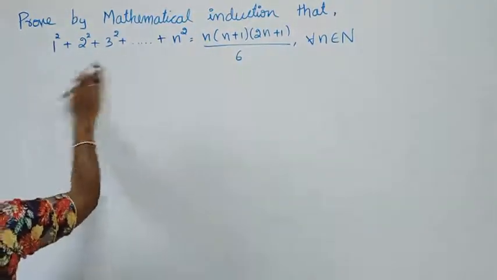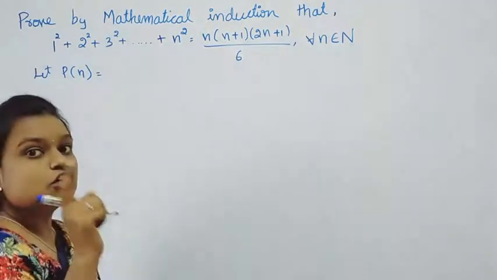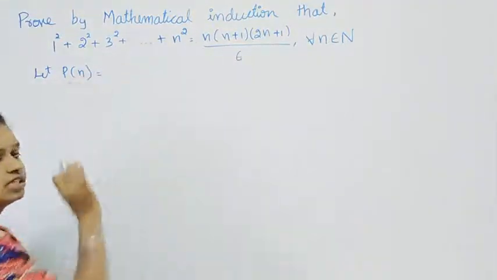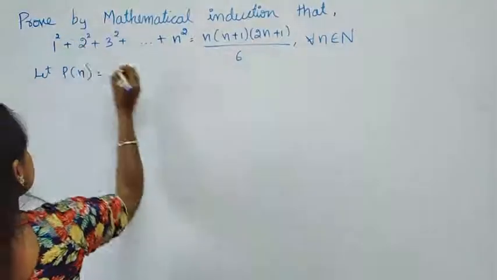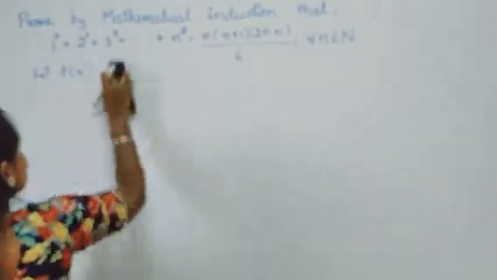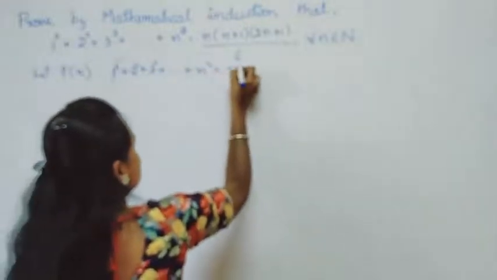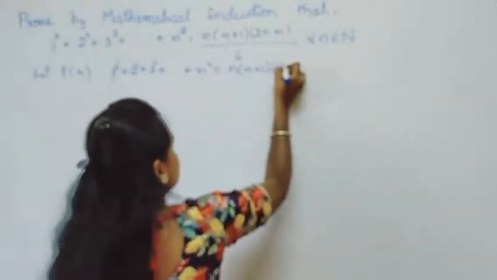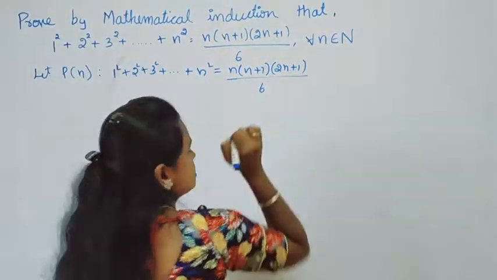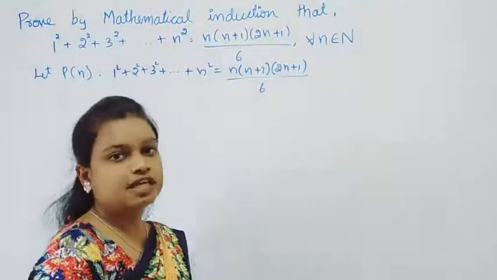Okay. So what is the first step? You must consider the given statement as P of n. Let P of n be 1 square plus 2 square plus 3 square plus etc. plus n square is equal to n into n plus 1 into 2n plus 1 whole divided by 6. So first you have to take the given statement as P of n.